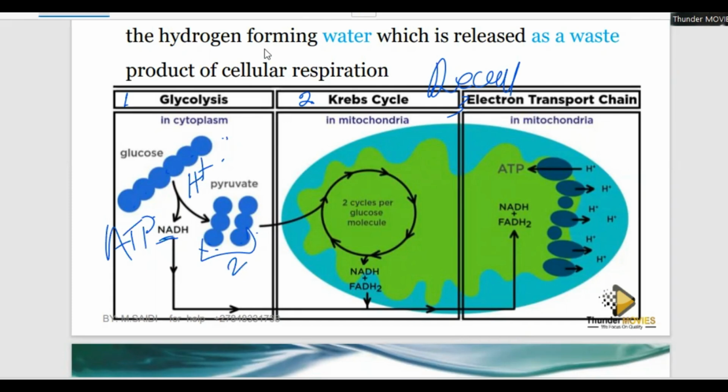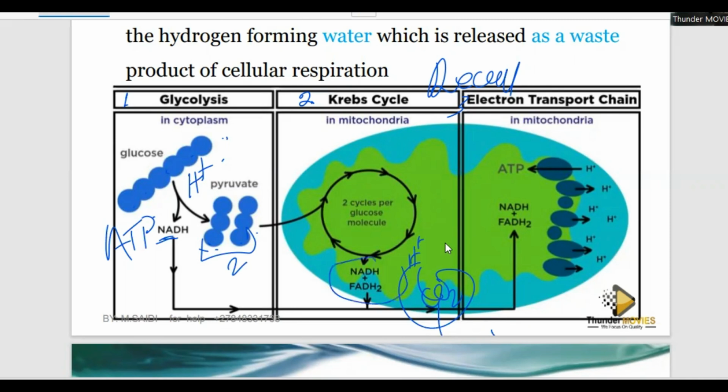Point number 2 is the Krebs cycle. The pyruvate, which is formed, the 3 carbon atom molecule, enters the Krebs cycle. It will undergo a series of reactions, and then it will produce hydrogen ions. It does not stop there. It also produces carbon dioxide. Carbon dioxide is moved out of the system, and the hydrogen ion will combine with the NAD and the FAD to form NADH and FADH.